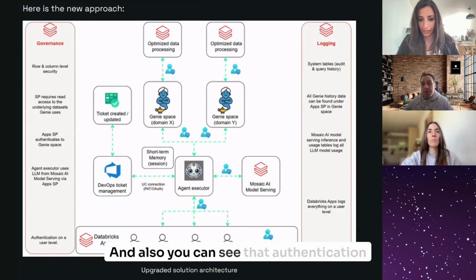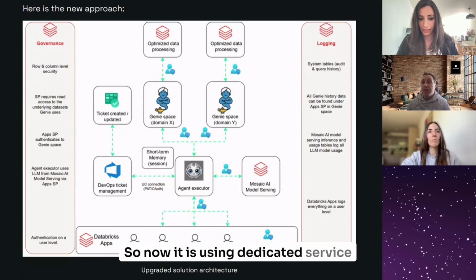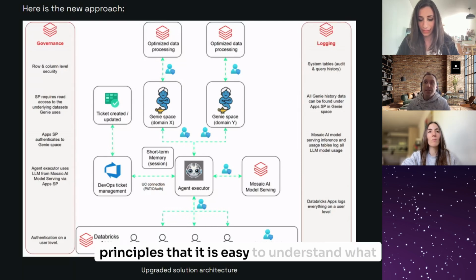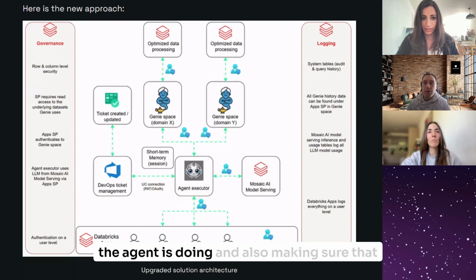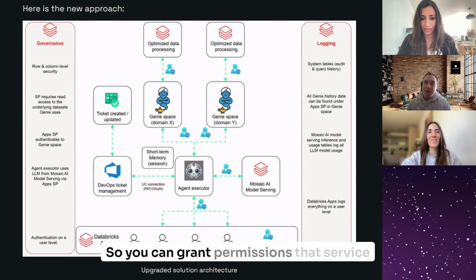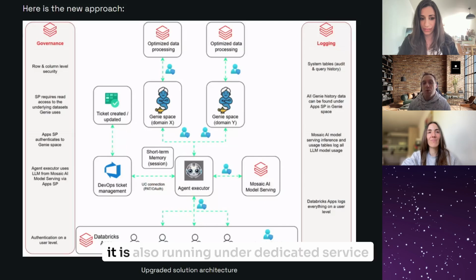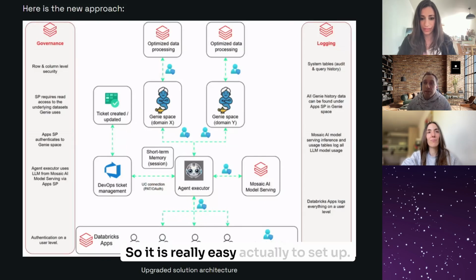And also you can see that the authentication logic has been updated. So now it is using dedicated service principals, so it is easy to understand what the agent is doing, and also making sure that the agent does not have too much access. You can grant permissions to that service principal, but also take them away really easily. And whenever you create new Databricks apps, it is also running under a dedicated service principal. So it is really easy actually to set up.